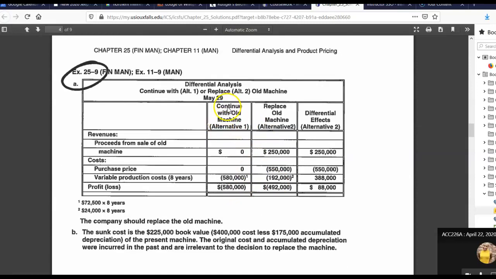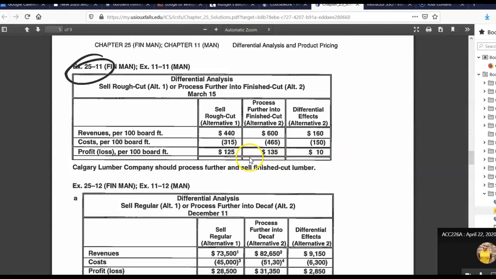Again, continue with the old machine or replace it. You know, this is exactly like problem, I believe, what was it? 1A, I believe. So here we replace it. So you're going to have some proceeds, the purchase price, and then those variable, not fixed production costs. Differential analysis again on the wood. Do we sell it rough or do we process it further? And again, in this case, it looks like it makes sense for us to process it further to the tune of $10 per 100 board feet.